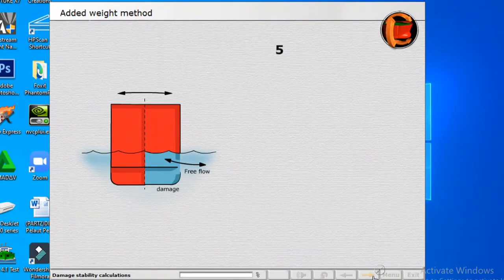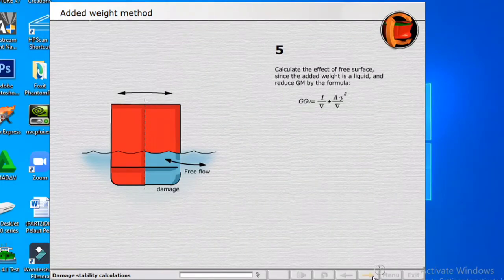5. Calculate the effect of free surface, since the added weight is a liquid, and reduce GM by the formula GGv equals I divided by the volume of displacement plus A times Y squared divided by the volume of displacement, where GGv is the virtual rise of G due to free surface effect.